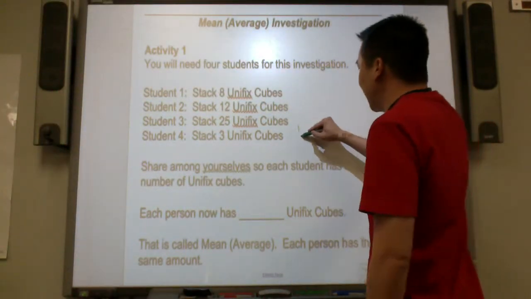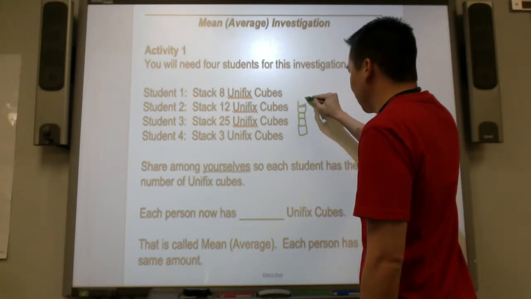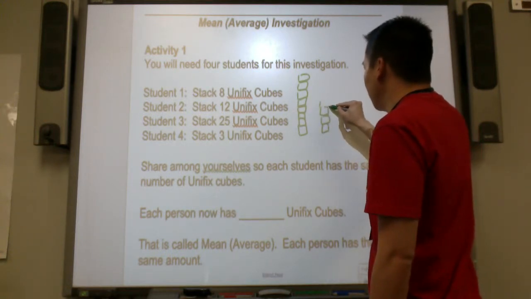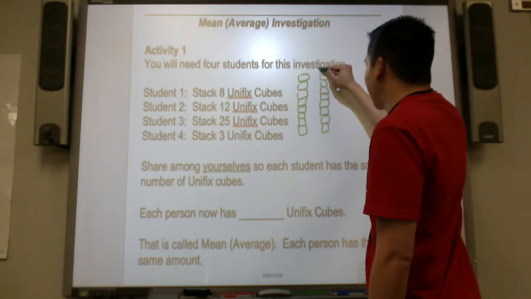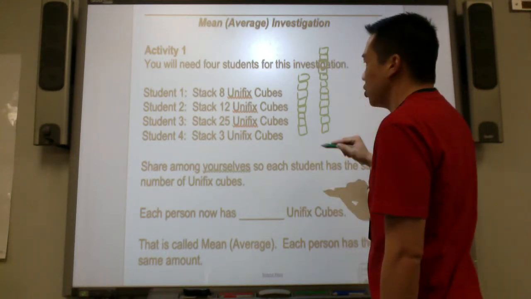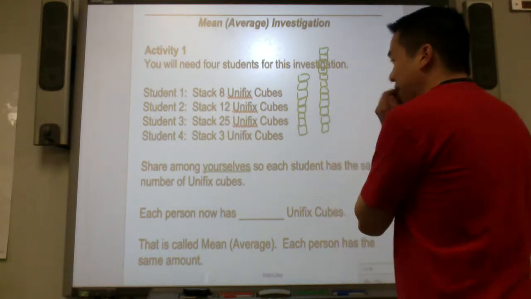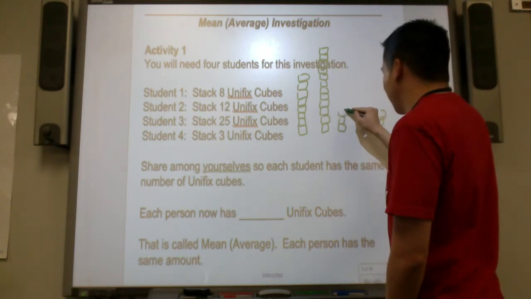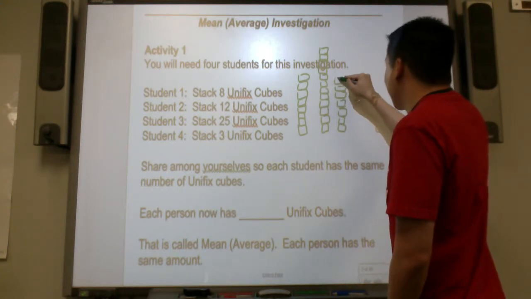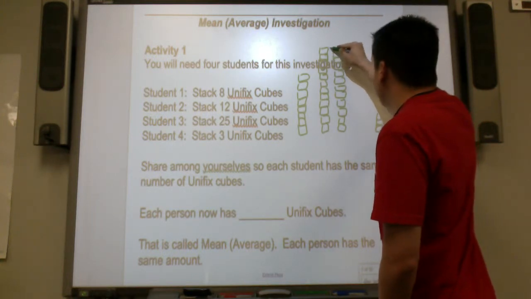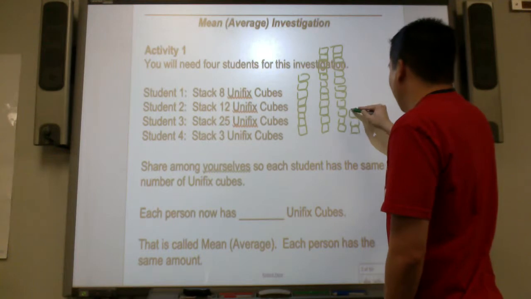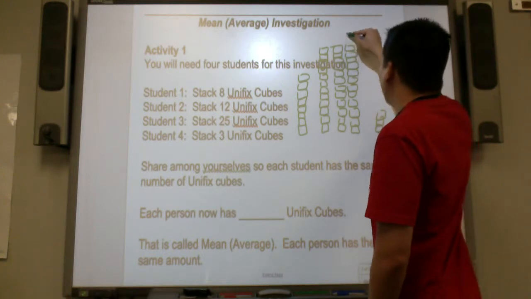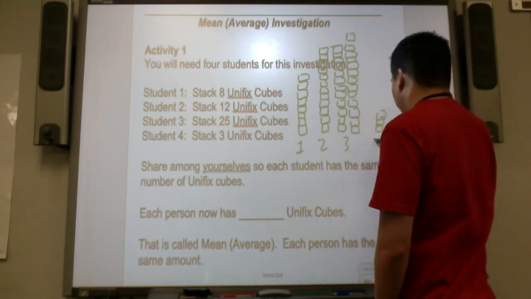So student 1 got 8 unifix cubes. 5, 6, 7, 8. Student 2 got 12 unifix cubes, 8, 9, 10, 11, 12. Student 3 got 25 unifix cubes, 3, 4, 5, 6, 7, 8, 9, 10, 11, 12. Another stack of 12. And then one more. So this is student 1, student 2, student 3, student 4.